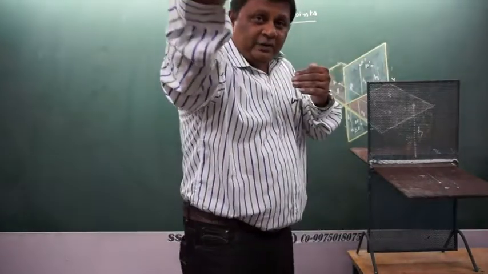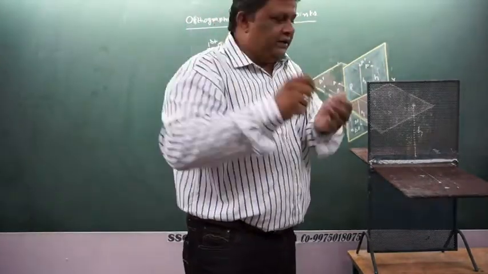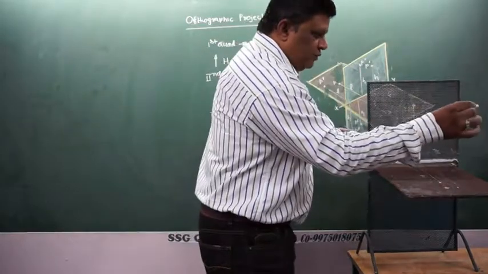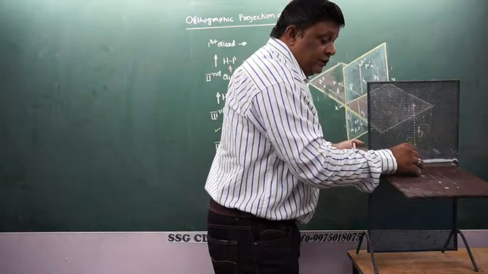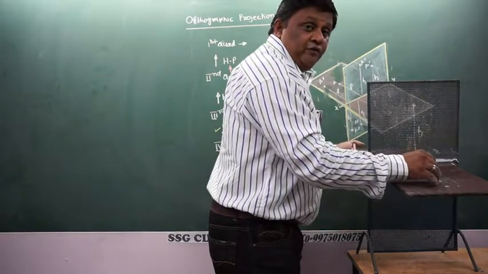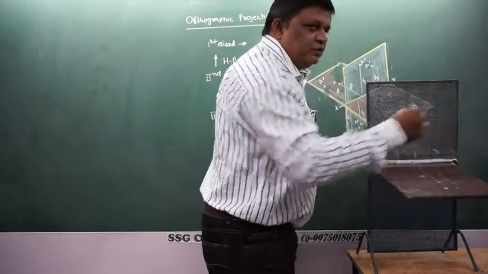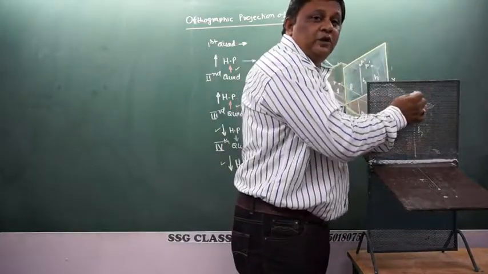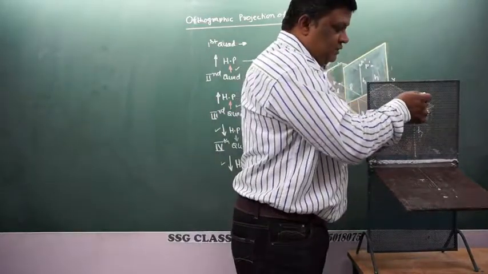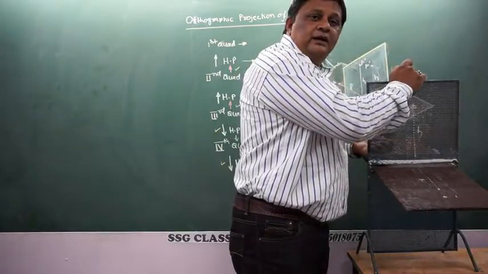But till the time they were approaching the wall, that distance was reducing. That means when this point was moving towards it, the distance from VP was reducing, and I was able to see it in the top view. The moment this point comes into the VP, if I see from the top, what will happen? Its top view will be on XY line.